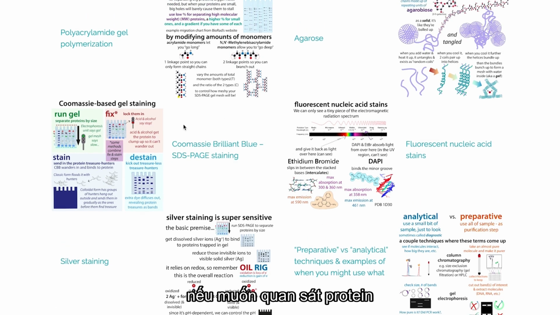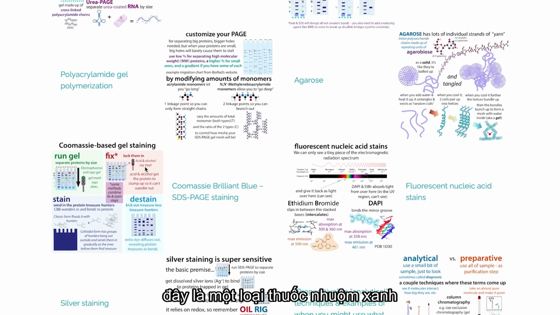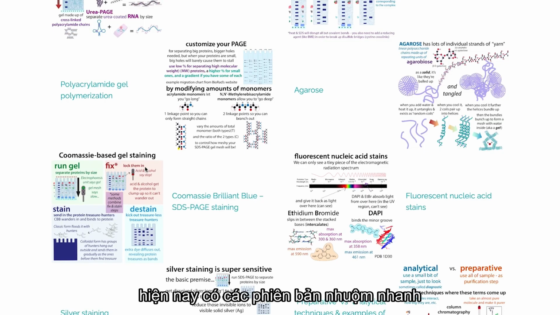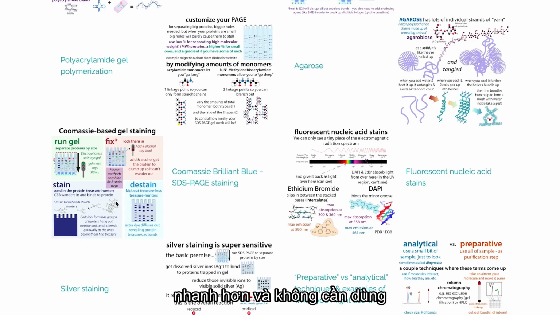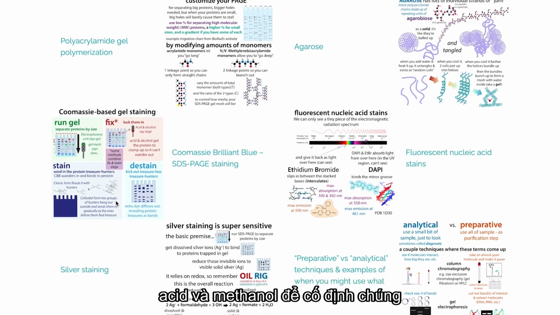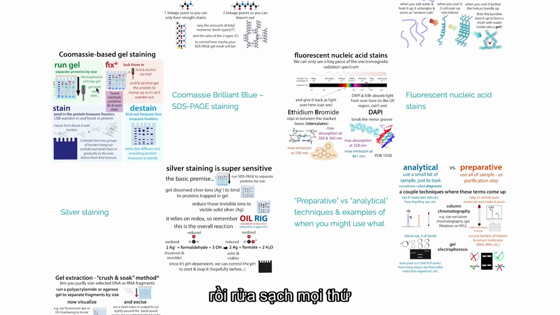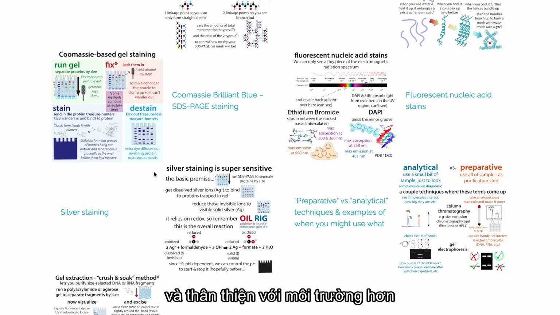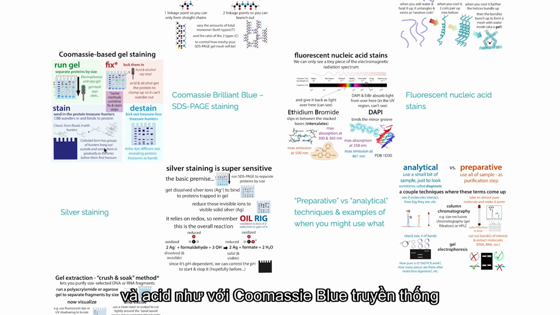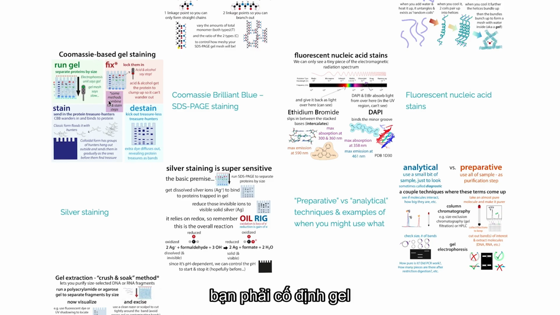If we want to look for proteins, here we typically use Coomassie. This is going to be a blue stain. Nowadays they have quick stain versions with colloidal Coomassie. Basically it'll be able to stain more of that quickly, and you don't have to use acid and methanol to fix them in place and then wash everything out. Those colloidal ones are a lot nicer to use, and nicer for the environment too, because you don't have to use a bunch of methanol and acid. With the conventional Coomassie blue, you have to actually fix the gel, so you have to freeze things in place using acid and alcohol.